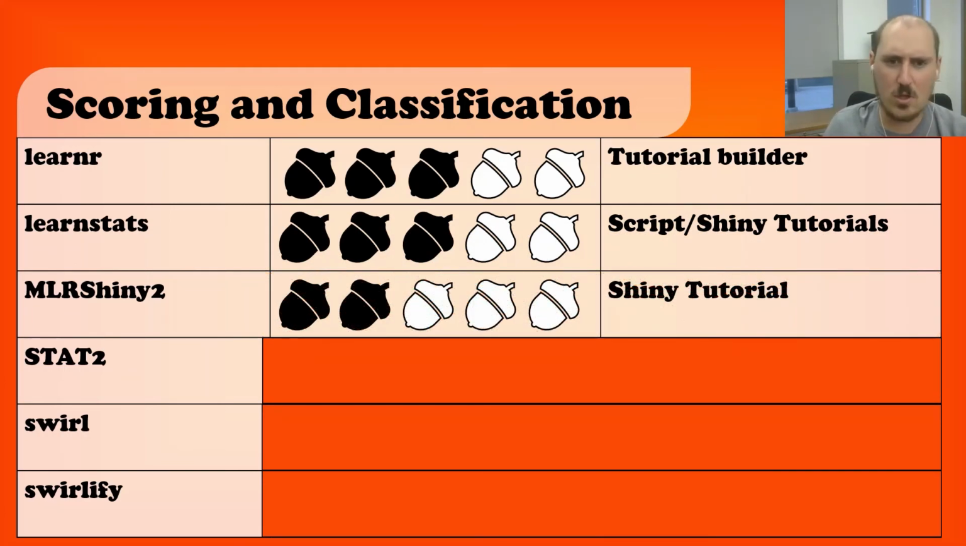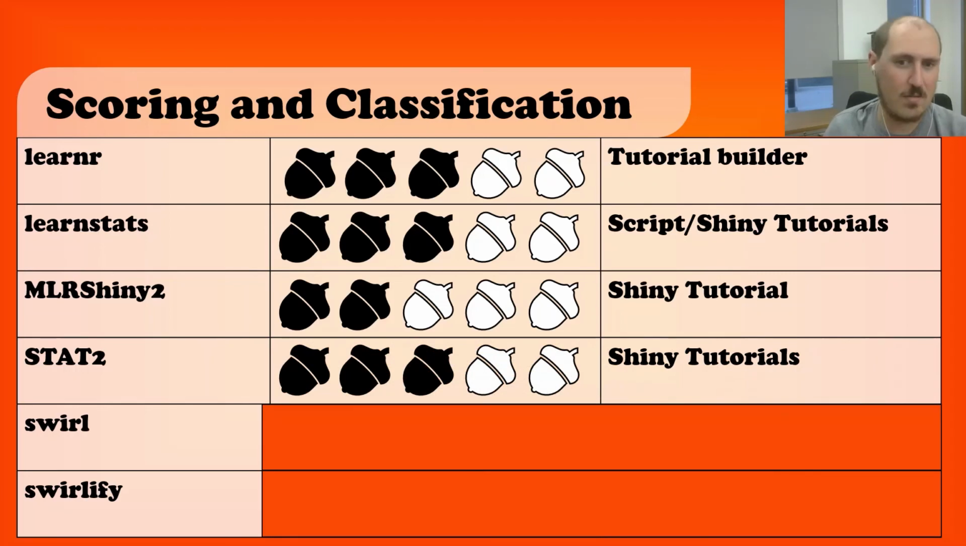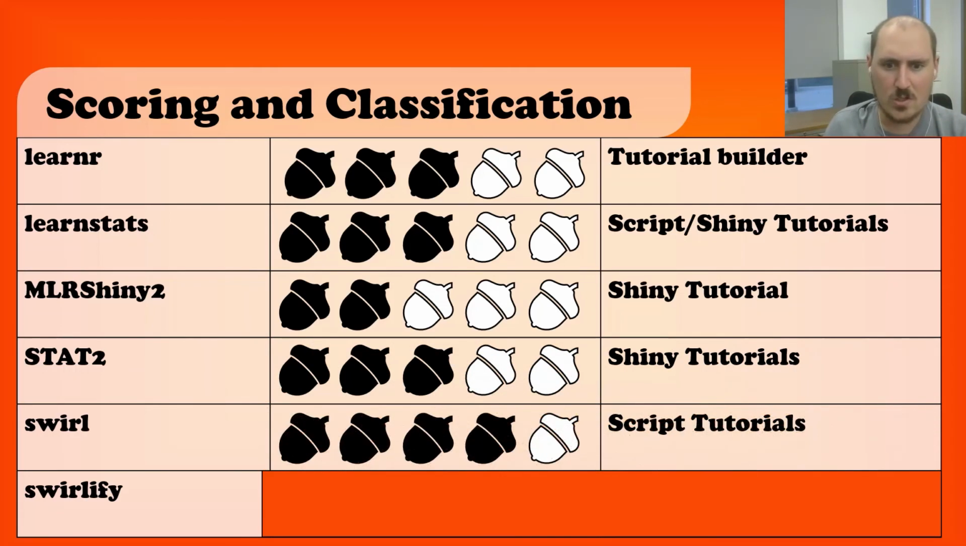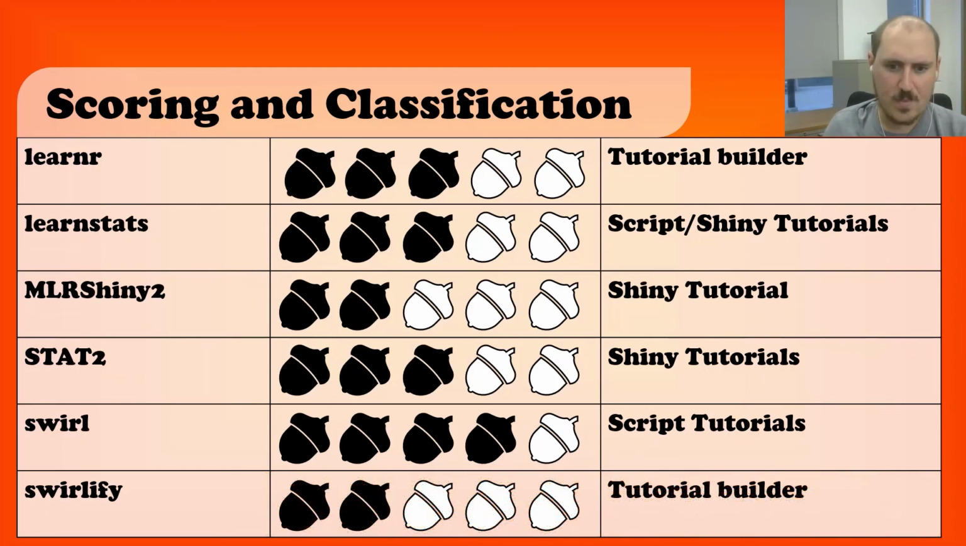MLR shiny 2. It's a little lower because it's just singular multiple learning regression, so not a lot of functionality outside of that, and it's a shiny tutorial. Stats 2 is a shiny tutorial, and I give it 3 because it's got a lot more going on with it. Swirl, I give it 4 because it's a really cool script tutorial, I think well put together, and then Swirlify is going to be a tutorial builder, and I give it 2 because, again, only if you really want to build tutorials will this be useful for you.